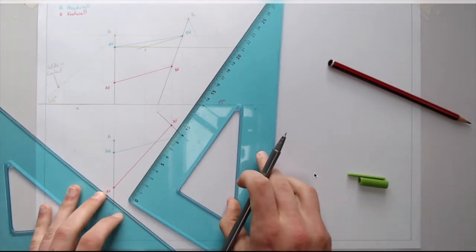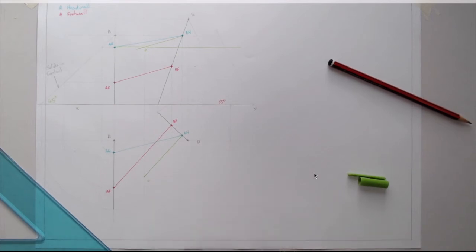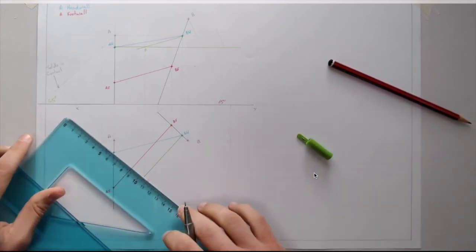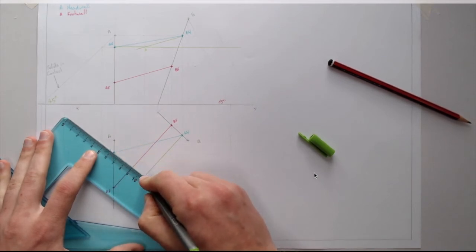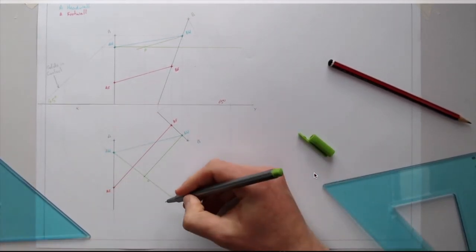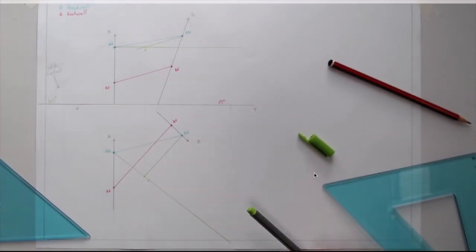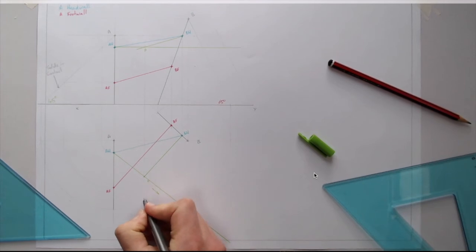Okay, and then that gives me my point 0, and then point 0 goes from AH, which means that I get a line coming down here like this. Okay, and this line here is my strike. Okay, so my strike comes down here.